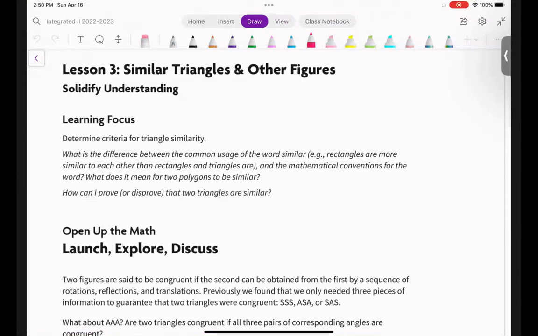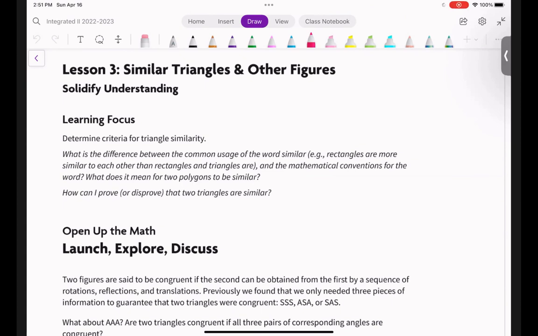Okay, so welcome back. We are doing section 6.3, which is called Similar Triangles and Other Figures. And we're going to be solidifying understanding, which means we're still exploring a couple of ideas, and then we'll move to practicing. So today you'll be able to determine criteria for triangle similarity. What that means is, what do you need in order to say that these two triangles are similar?